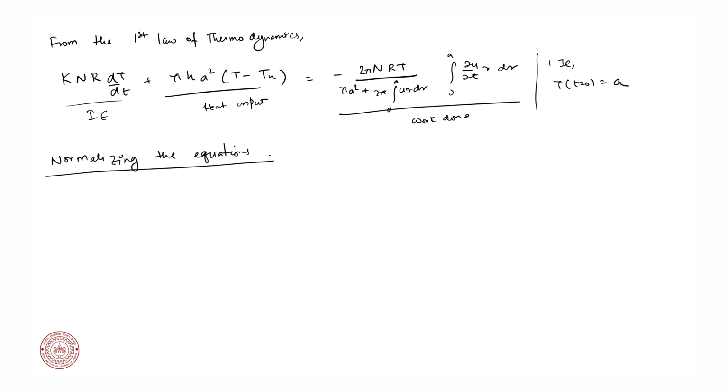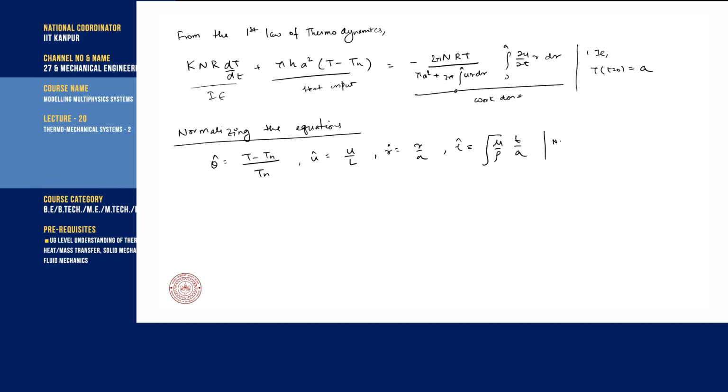We are normalizing the equations: theta hat is equal to T minus T_H over T_H, u hat is equal to u over L, r hat is equal to r over a, and t hat is equal to square root of mu by rho times t over a. Okay. So, this becomes our normalizing equation. This normalized equation we can substitute back into our governing equation. So, these are normalized variables.